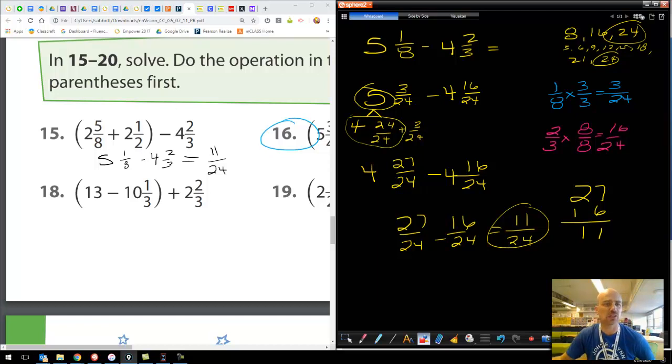So let's ask ourselves one last thing, which is how could I check to see if my answer was reasonable? So let's just do some quick rounding and see what we got. We have 2 5/8. That's kind of like 2 1/2, right? And this is 2 1/2, which is a good benchmark fraction for us. So 2 1/2 plus 2 1/2, well, that's 2 and 2 is 4, and a half is another one. So that's 5. So I pretty much have 5.